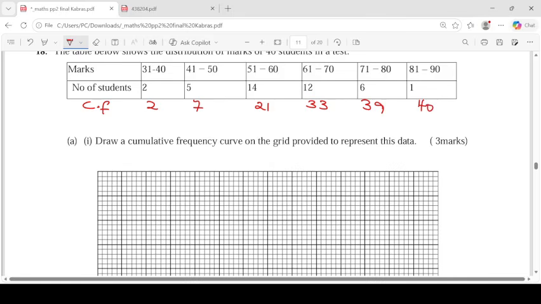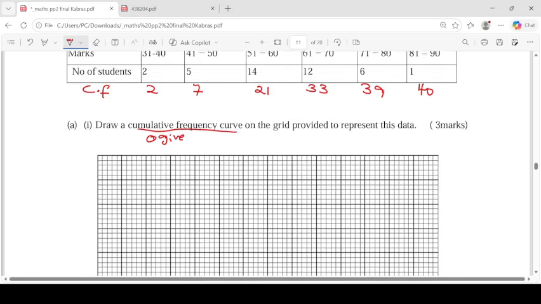Remember, a cumulative frequency curve is also called an ogive. And it is normally more like a slanted S. So let us start it. I'll start by drawing my axis.